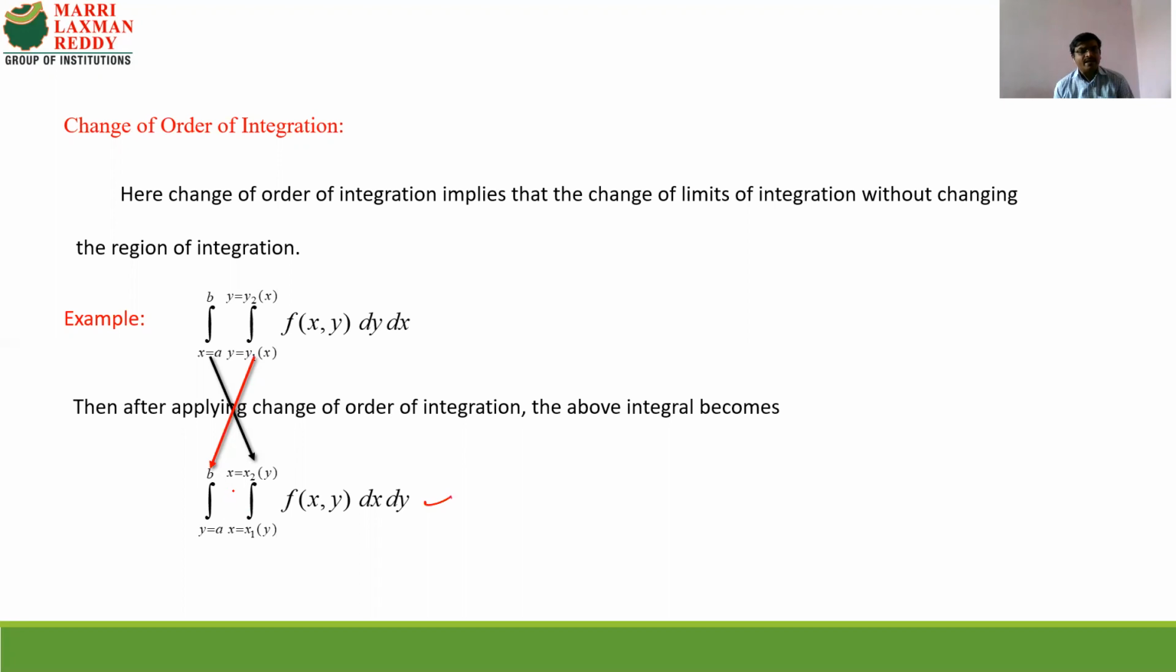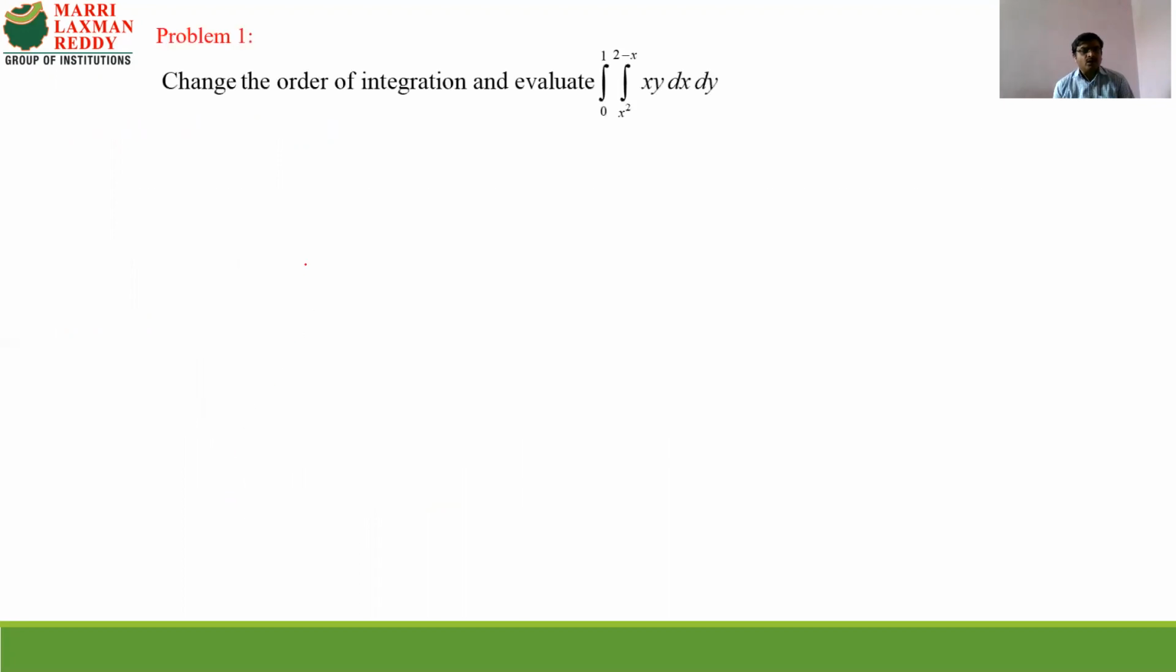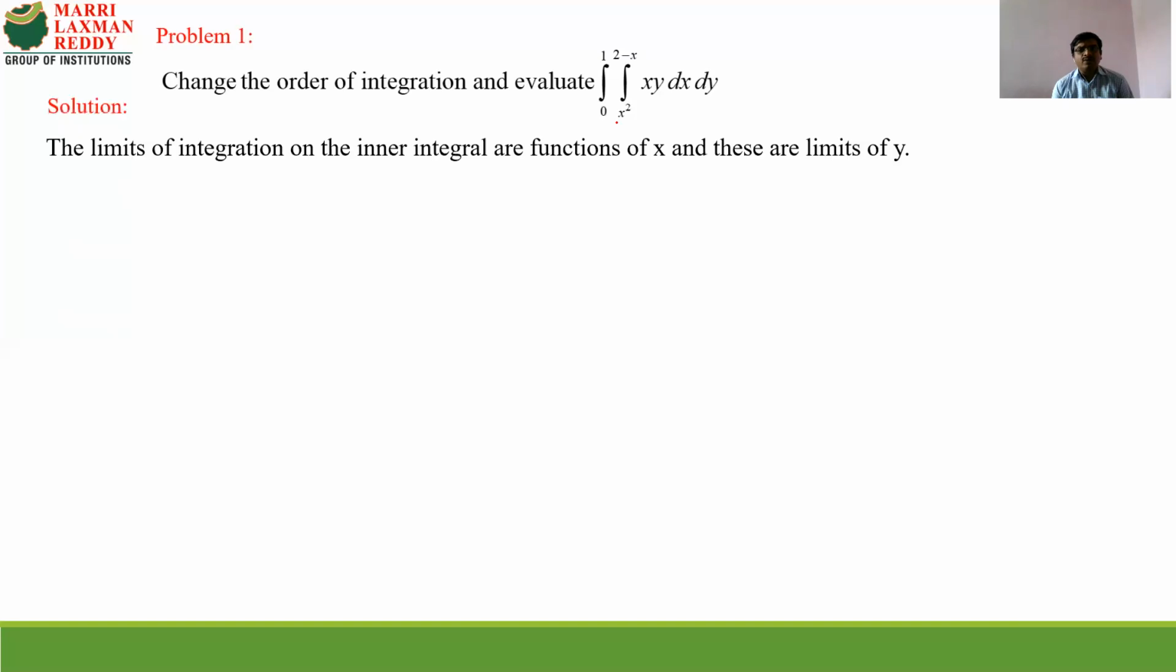So now we'll take one example. Change the order of integration and evaluate the integral 0 to 1, integral x squared to 2 minus x, xy dx dy. So this is the given double integral. First we have to apply the change of order of integration and then we have to evaluate this double integral value. Now if we observe this double integration, the inner integral has the limits in terms of x, and then these limits are limits of y.